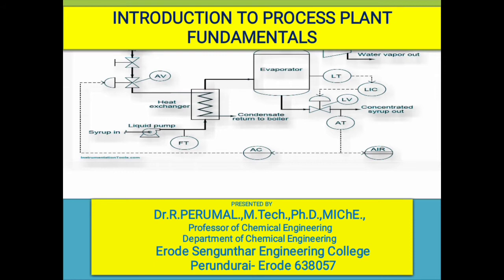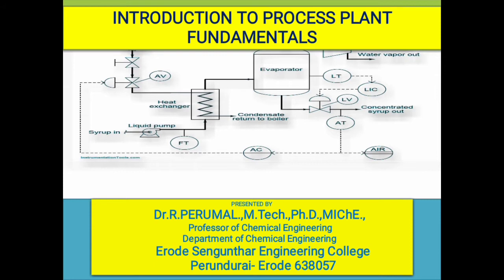You should be able to visualize the process and instrumentation diagram and plant layout, so that you can easily identify the exact location of the equipment and the flow of material from which equipment to which equipment. It will be very useful when you are troubleshooting a problem. So today we will discuss the complete anatomy of the process plant.